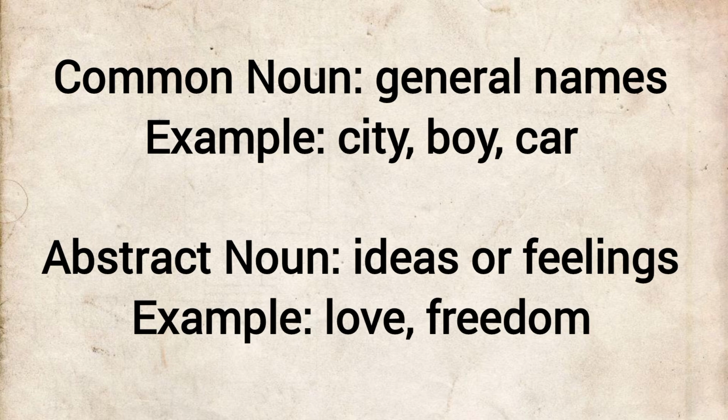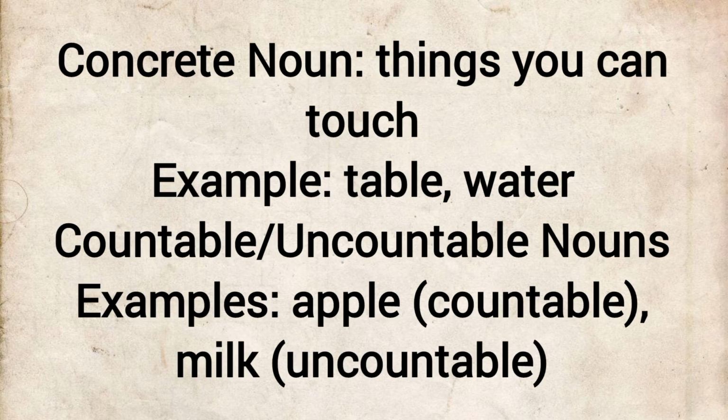Abstract noun: ideas or feelings. Example: love, freedom. Concrete noun: things you can touch. Example: table, water. Countable and uncountable nouns. Examples: apple, countable; milk, uncountable.